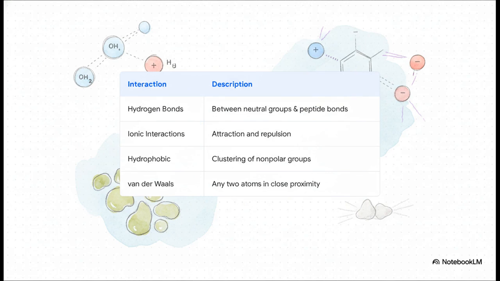And this collective strength comes from four main players. You could call them the four masterminds of weak interactions. You've got hydrogen bonds, ionic interactions, which are the attractions between charged groups, hydrophobic interactions, which push oily, nonpolar things together, and the super subtle van der Waals forces that exist between any two atoms that get close enough.